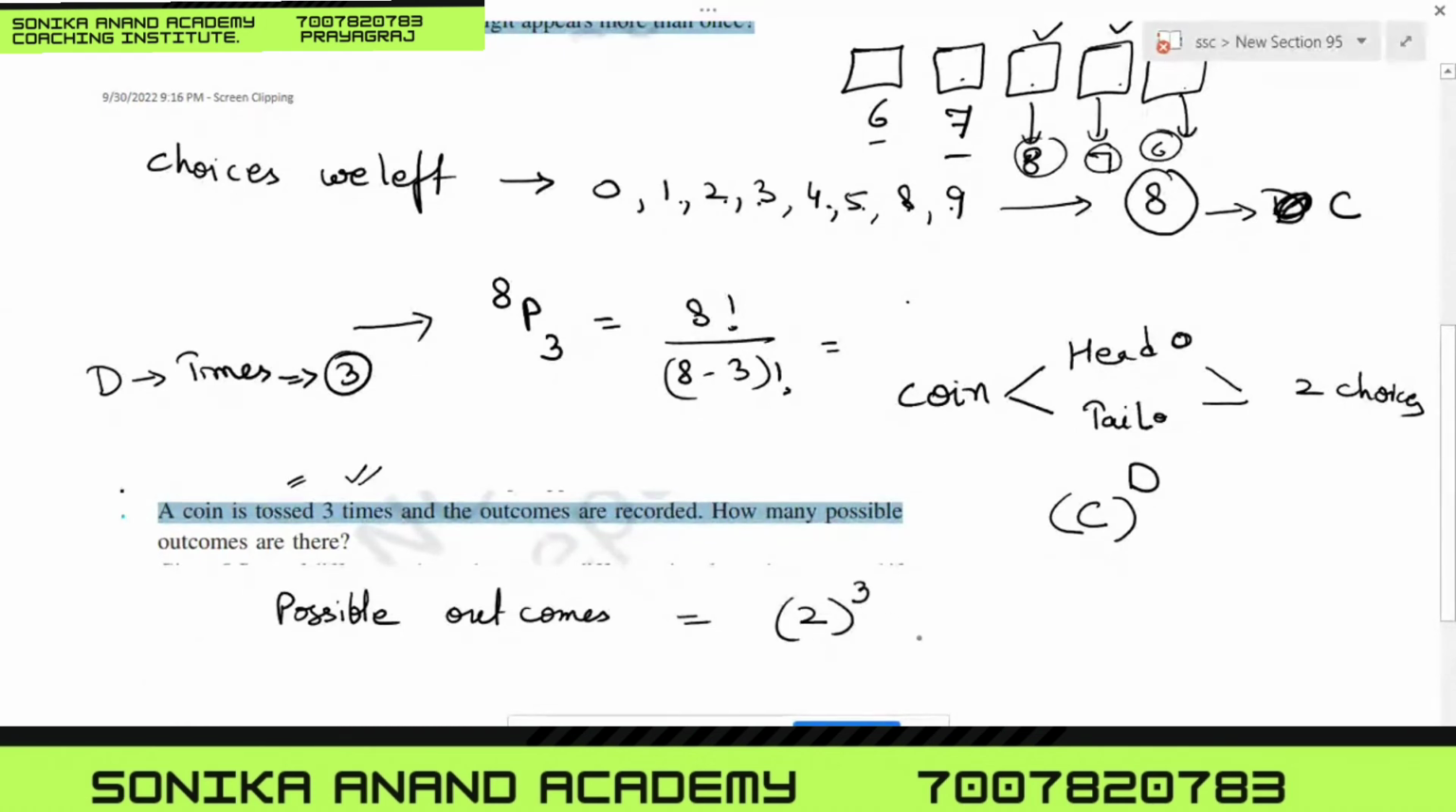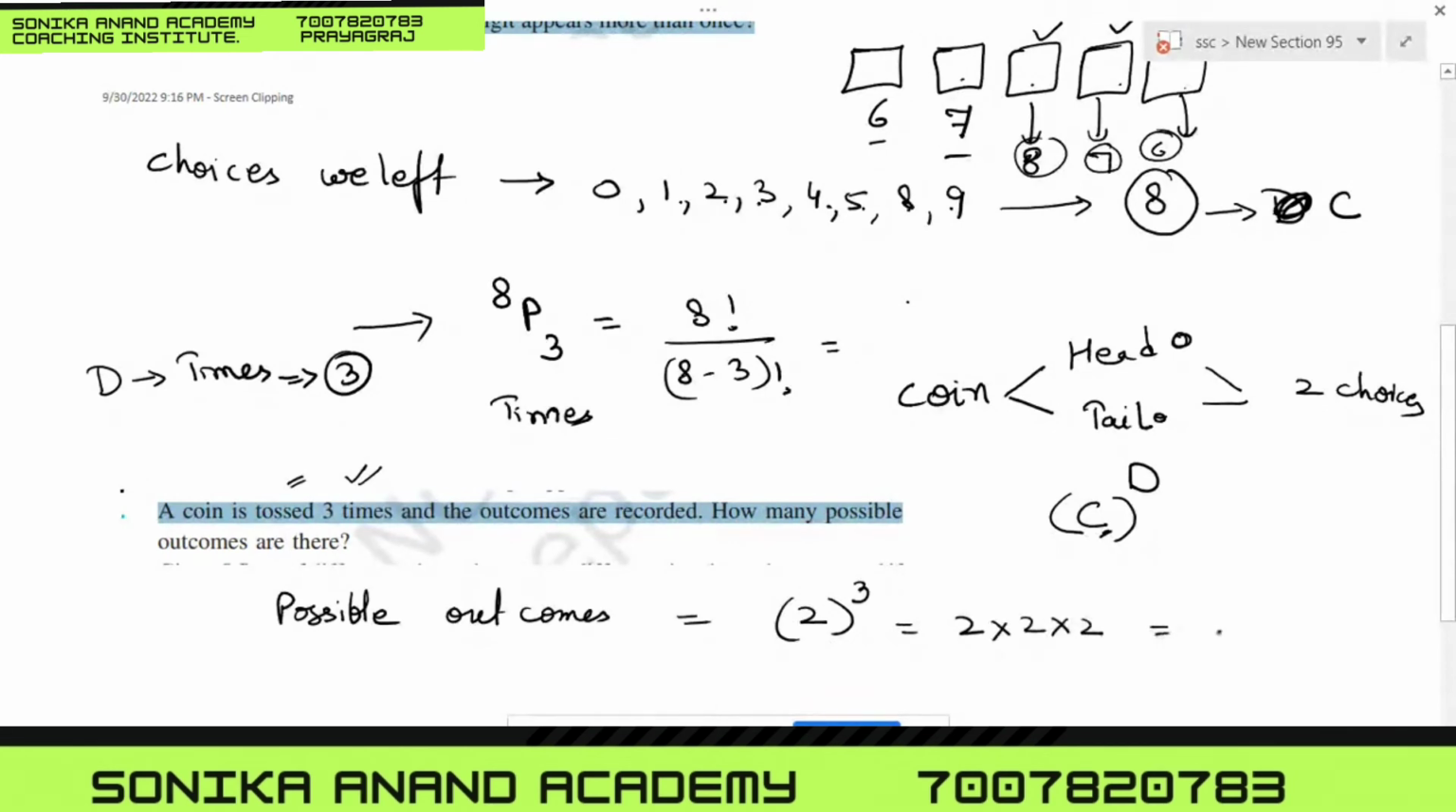In place of choices, we write head and tail, because whenever we throw the coin, either we get head or we get tail, and nothing else. You can also learn it in this way: the times you will write over here. It's up to you how you will remember that. 2 into 2 into 2.